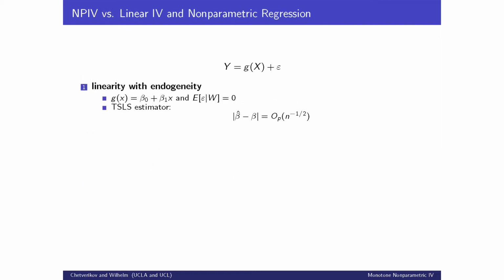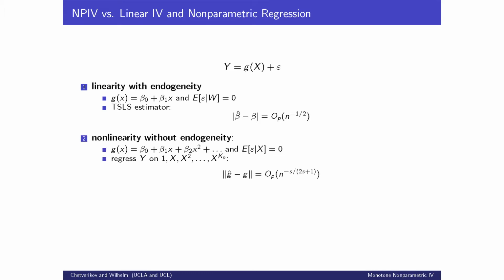So one way you could estimate this relationship would just be to assume linearity. So this function g is a linear function of x. You still have an instrument w available, and you could just run an IV regression or two-stage least squares. And the textbook results would tell you that these coefficients in the linear function can be estimated at a square root n rate. So the error goes to 0 at this rate n to the minus 1/2, which is really, really fast, and ensures nice properties of parametric estimators.